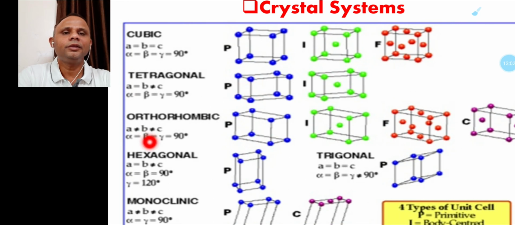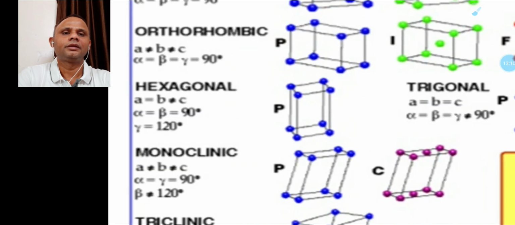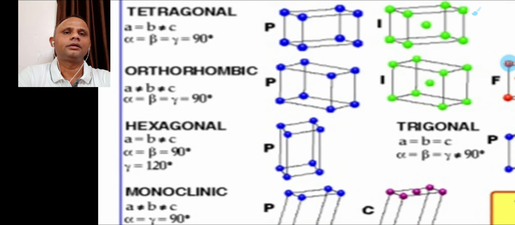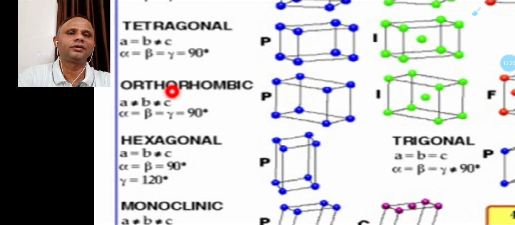If you again change the lattice parameter, A is not equal to B, B is not equal to C, then alpha is equal to beta, beta is equal to gamma is equal to 90 degrees. Then the structure of the unit cell is orthorhombic.